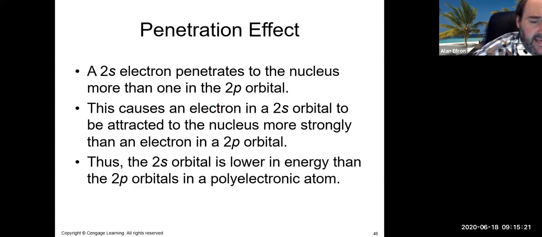And what we see is that the 2s electrons penetrate the nucleus more than the 2p. The 2s is lower in energy than, say, the 2p. Even though they're both technically on that n equals 2 level, you have your 2s, you have your 2p, there are actually some differences between the energies. The 2s ends up being lower in energy, closer to the nucleus, than the 2p orbitals.